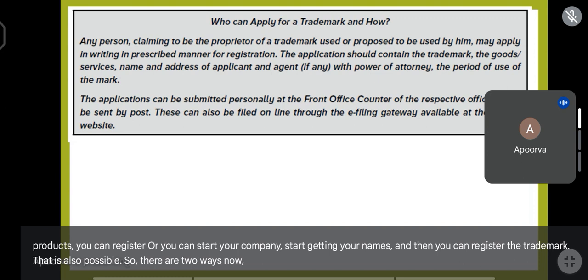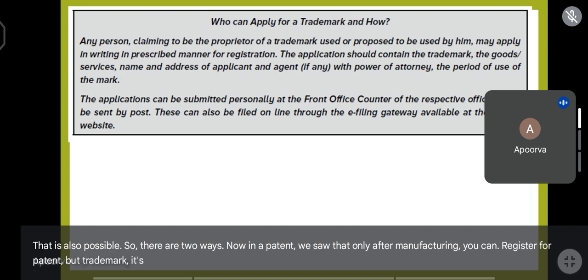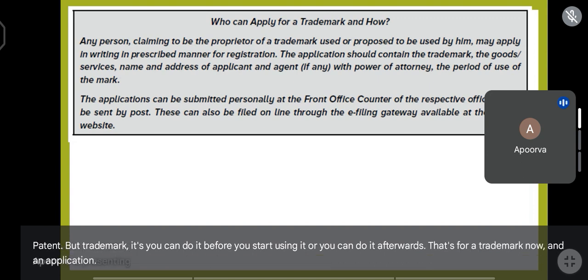Now, in a patent, we saw that only after manufacturing you can register for a patent. But for a trademark, you can do it before you start using it, or you can do it afterwards. Now, an application will have to be filed. You will have to give it to the front office counter of the respective trademark offices. It can be done online also.